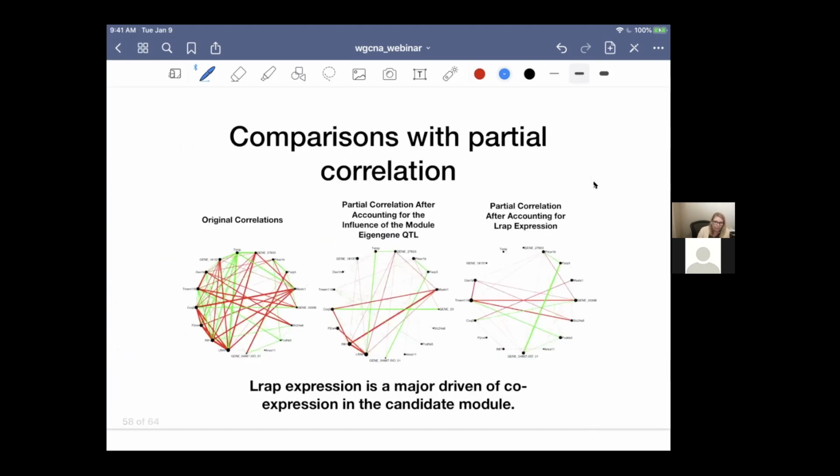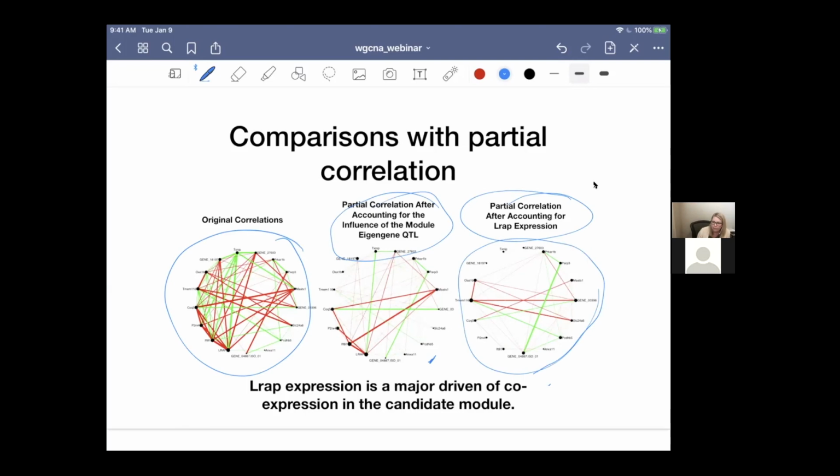And so what we did was we looked at our original co-expression network structure and looked at the relationship between genes when we controlled for different elements. So when we controlled for the module eigengenes, so the SNP that was contributing to the variation in this module, we saw our connections go down. But when we controlled for the expression of our candidate gene, which in this case is LRAP, we saw that a lot of the associations that we were seeing disappeared in our network.